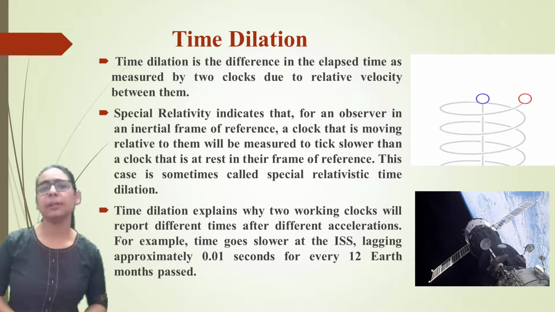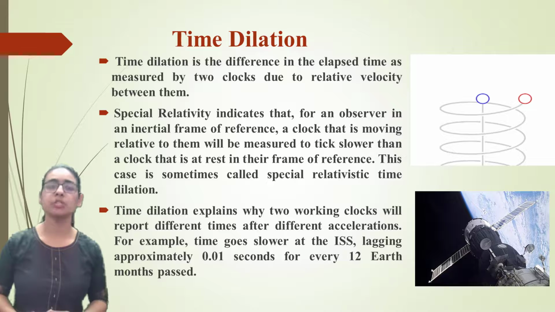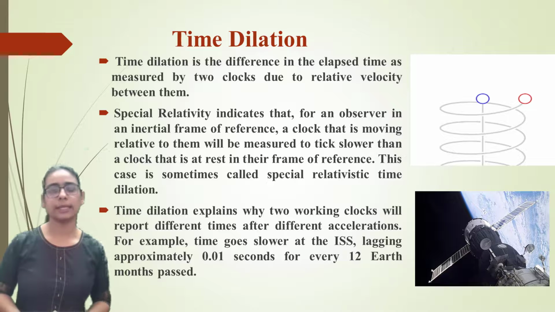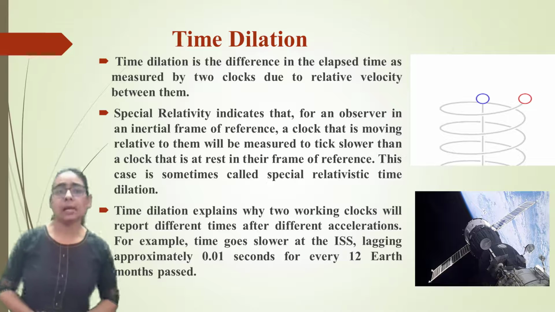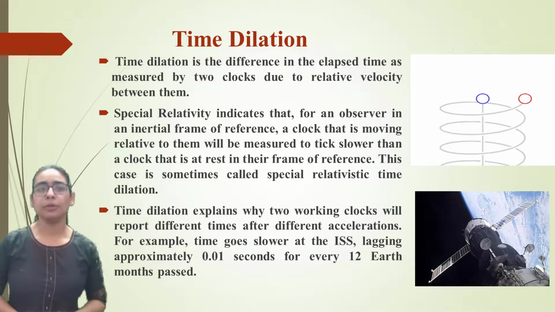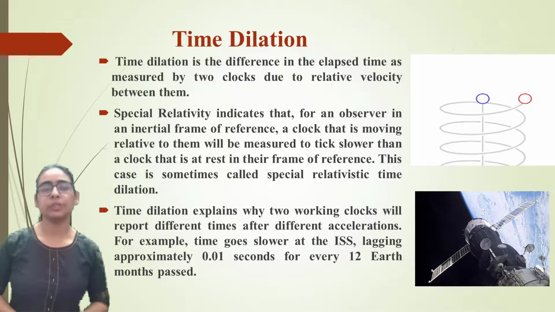The observer will measure the moving clock ticking slower than a clock that is at rest in the observer's own reference frame, after adjusting for varying signal delays owing to changing distances between an observer and a moving clock, that is, the Doppler effect. Time dilation explains why two working clocks will report different times after different accelerations.